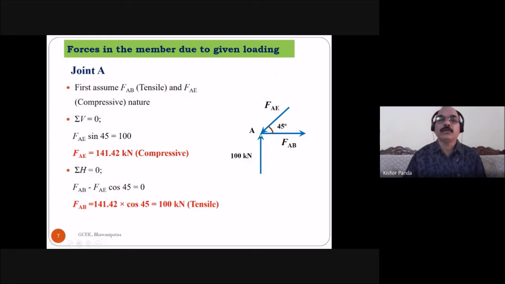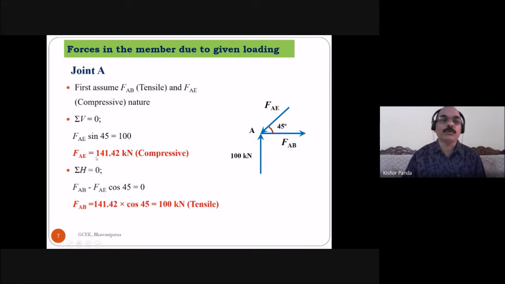So at joint A, you have to take two equilibrium equations: one, summation of vertical force is equal to 0, and summation of horizontal force is equal to 0. So this is one vertical force and this is one inclined force. So you have to take the component of this inclined force. FAE sin 45 is equal to 100. Then you can find out FAE is equal to 141.42 kilonewton.